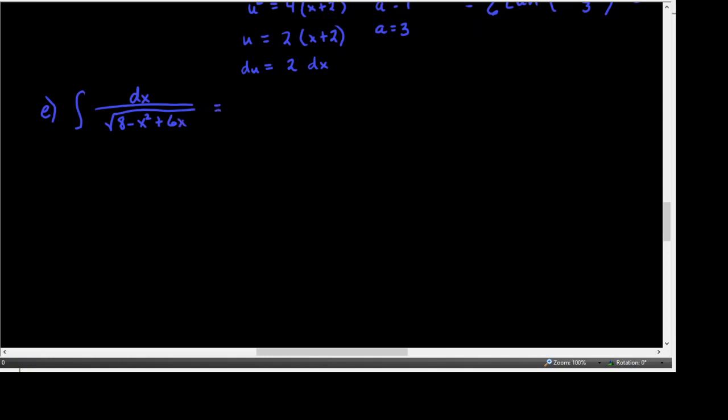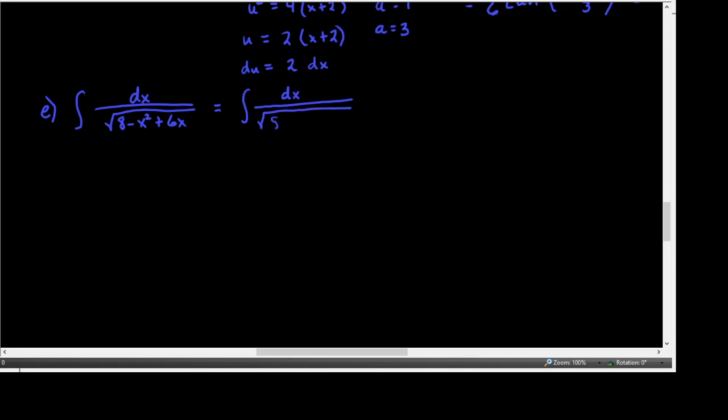Well, this one's making me think of the square root of a squared minus u squared. I know it's not quite in that form, so I'm thinking of number 18. So to get it in that form, I'm going to complete the square. This is a really major tool, completing the square. So make sure that you know how to do this.